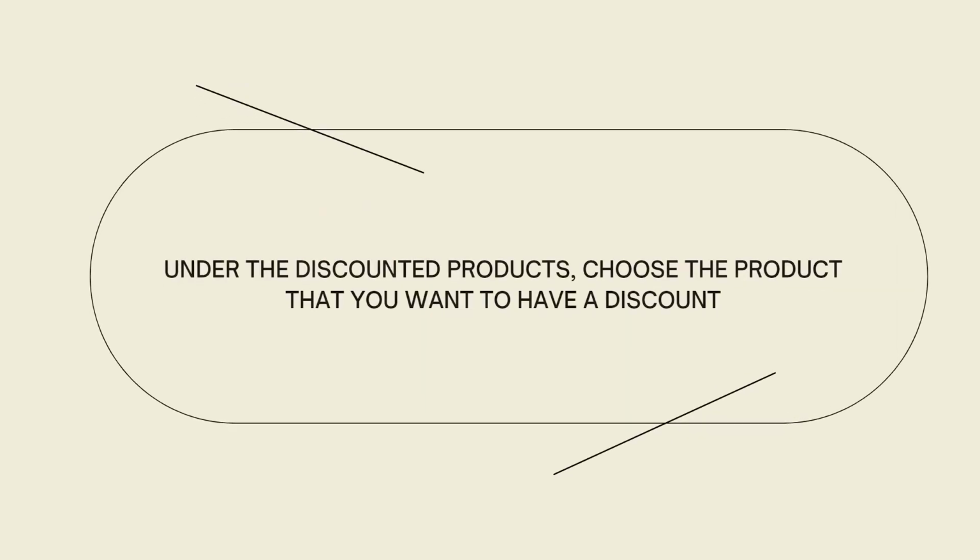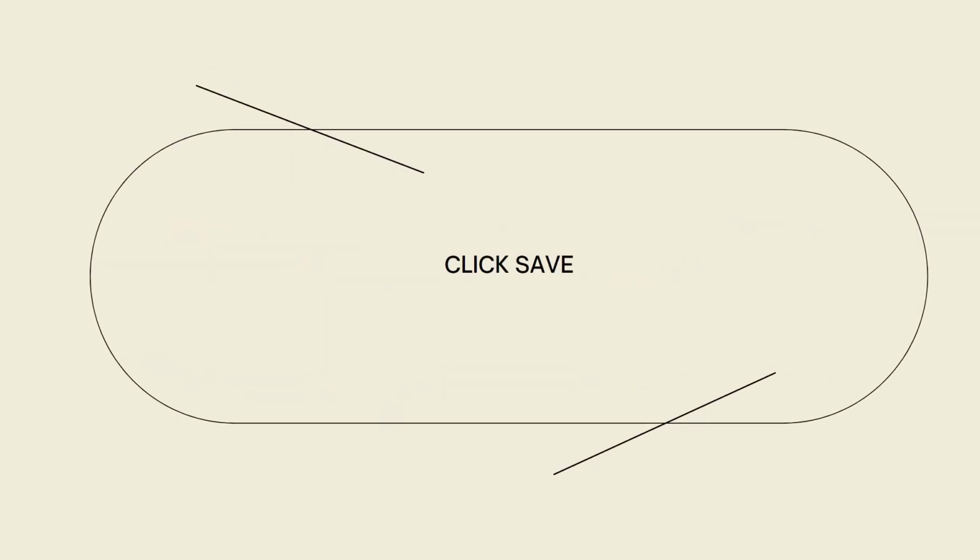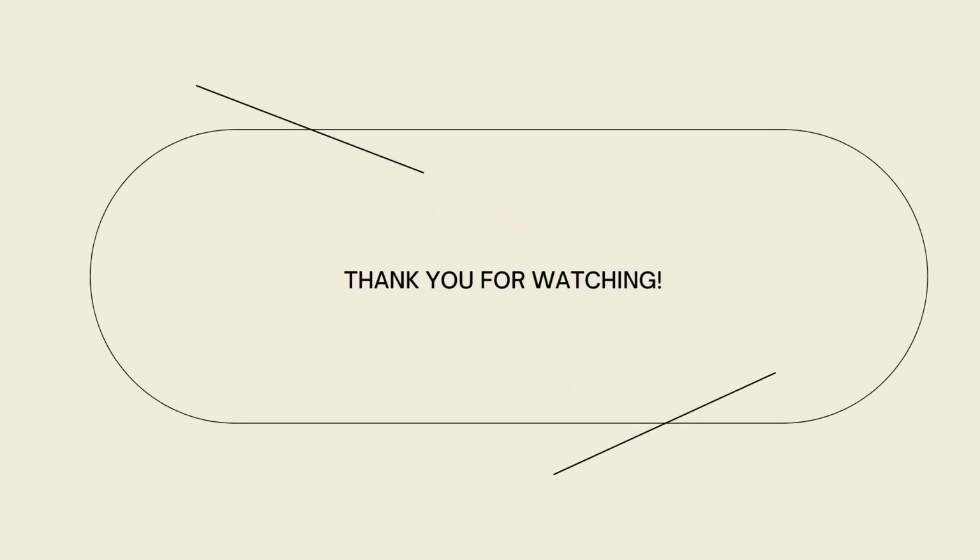so after you've done that, under the discounted products, choose the product that you want to add a discount. Now click on the Save button at the upper part of your screen to save all of the actions that you've done. And that is how you add discount in WooCommerce product.